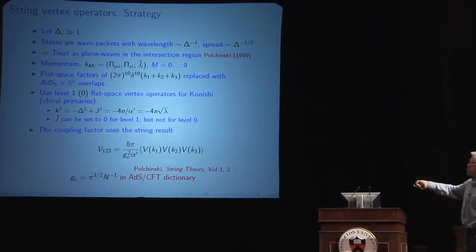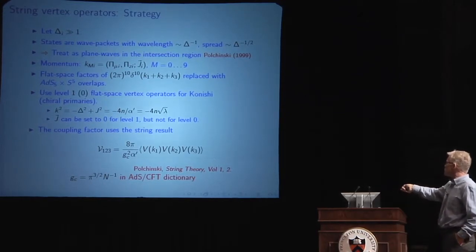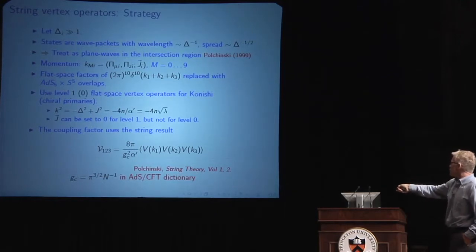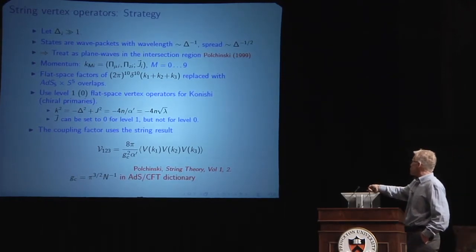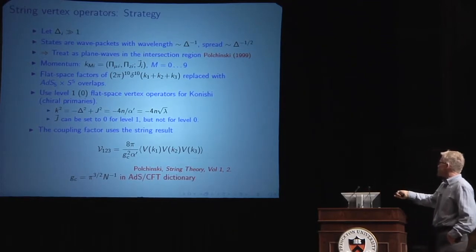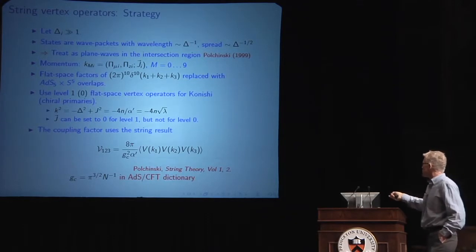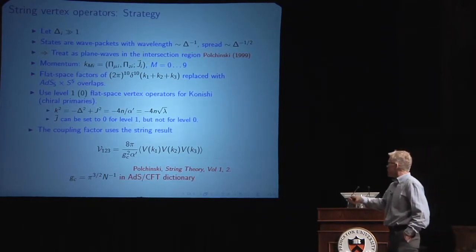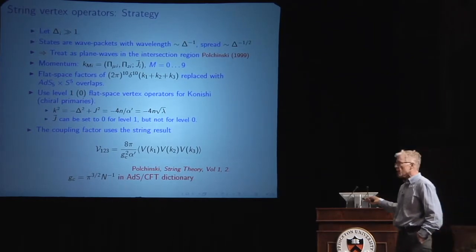And then the coupling factor basically uses the string result. So I can actually go and look in Joe Polchinski's string theory book, volume 1 or 2. Well, volume 2 refers you back to volume 1. And you can read off this formula right here. Okay, and this is the formula we're going to use. So it's 8 pi over the closed string coupling squared times this worldsheet correlator for these 3 vertex operators. And in the dictionary, the closed string coupling comes with this factor, pi to the 3/2 divided by N.